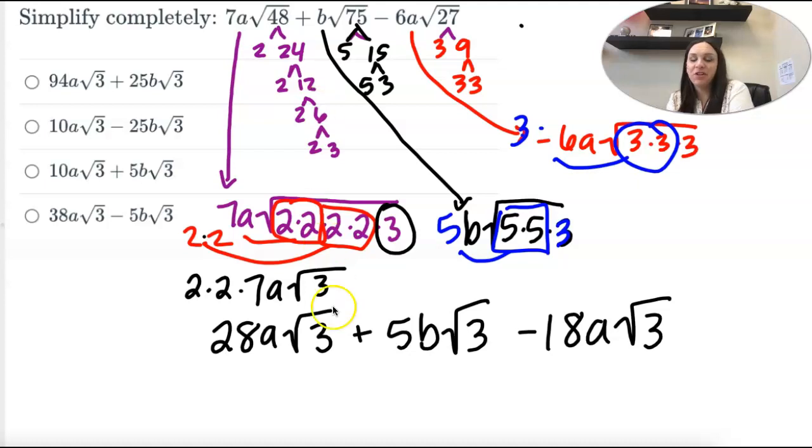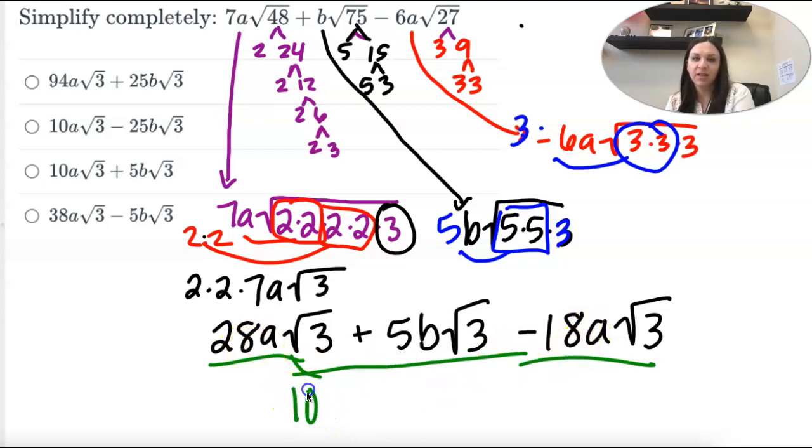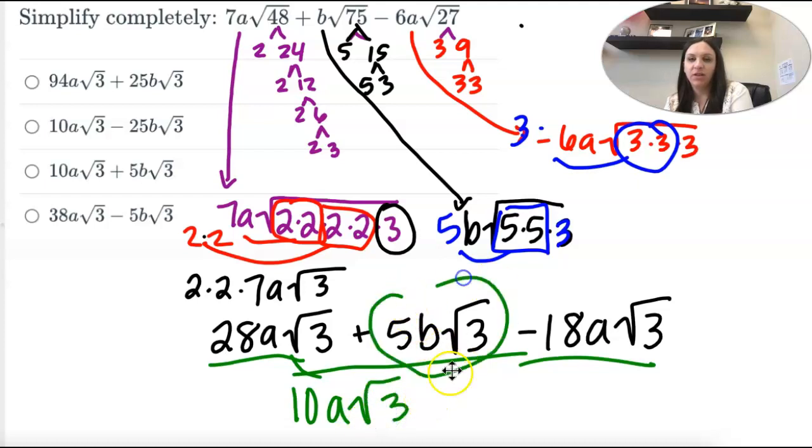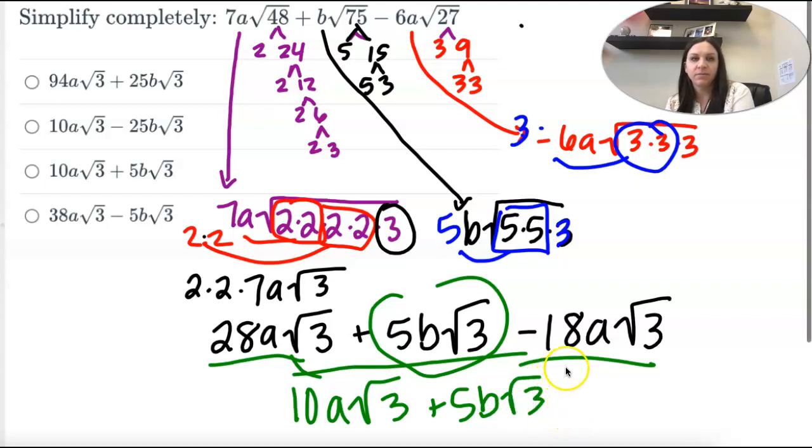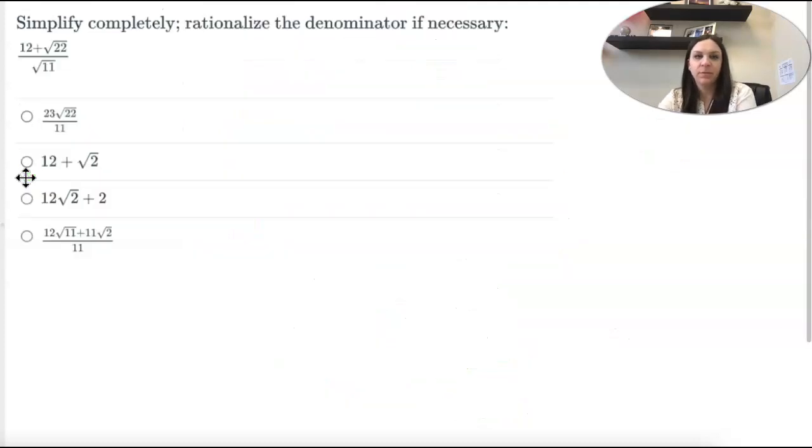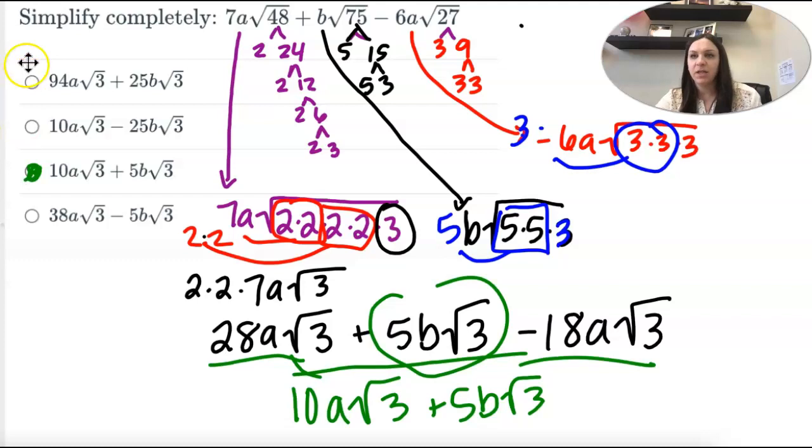So this one, I'm learning from my mistakes. I'm just going to combine the ones with the a. So 28 minus 18 is 10a square root of 3. And then we'll leave this one as is. And that's right there. Alright, we'll stop that one, and the next video will be on rationalizing the denominator.